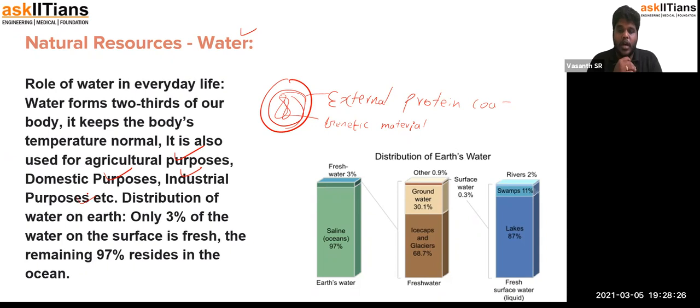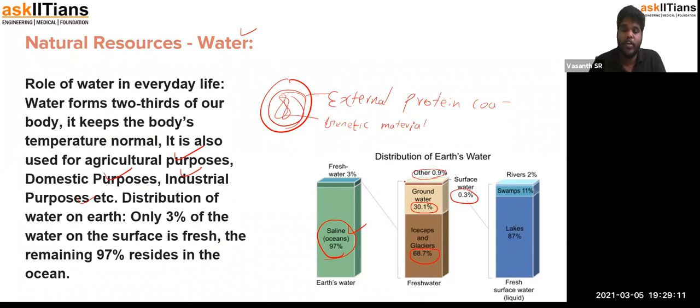But the point is, there is only 3% of water that is actually fresh water available in this very world. Can you believe, out of 100%, 97% of the water is saline and is enclosing the earth in the form of oceans. And the distribution of fresh water in the earth will be 0.3% surface water and 30.1% groundwater, and the maximum is frozen in the form of glaciers and ice caps, and 0.9% in the form of vapor and other stuff.